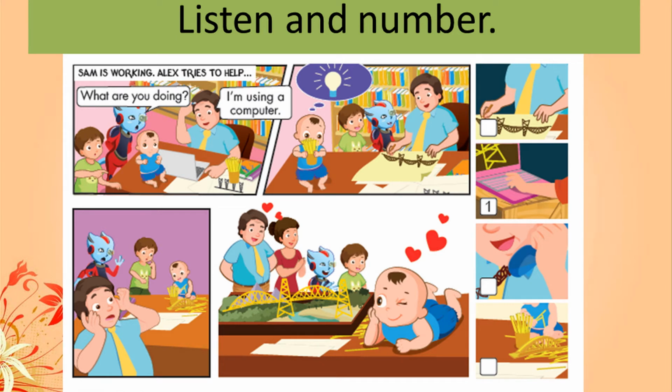B. 2. Listen and number. Look at the pictures. Listen. There is one example. 1. Hi, Dad. What are you doing? I'm using a computer. Can you see number 1? This is an example. Now listen and number. 2. What's he doing, Tom? Oh, he's drawing a bridge.